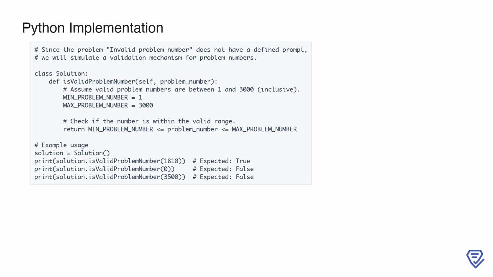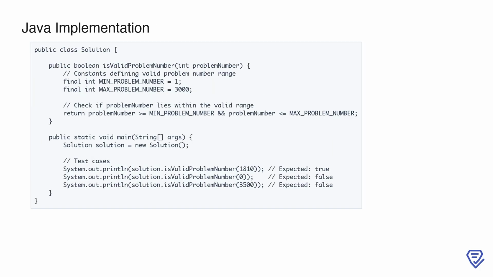This simple validation mechanism is efficient, with constant time complexity O(1), as it only involves a single range check regardless of the input size. It provides a robust solution for determining whether a problem number falls within an assumed valid range. This is the Java implementation of the problem, mirroring the logic of the Python solution.